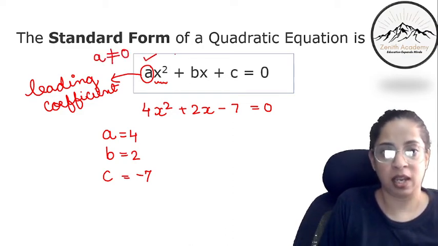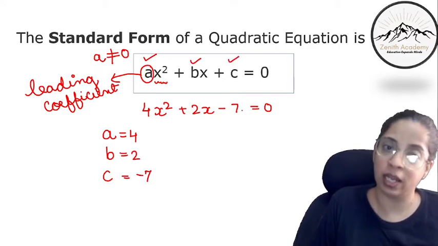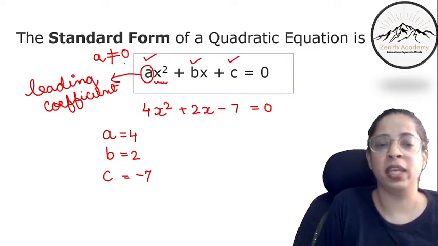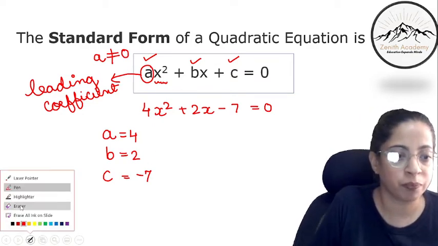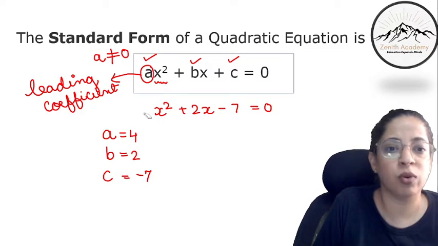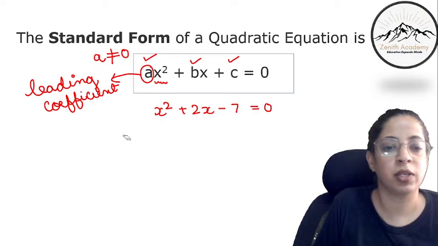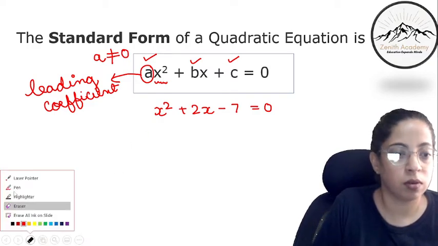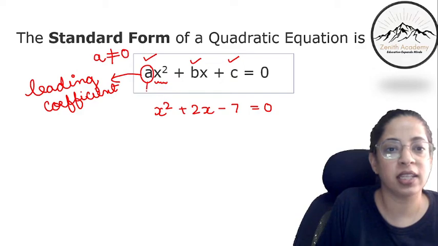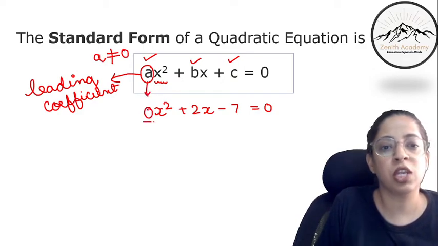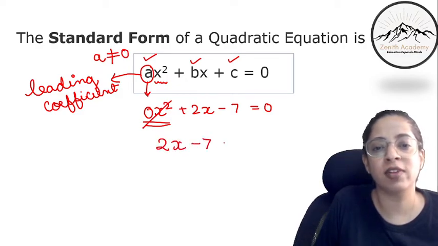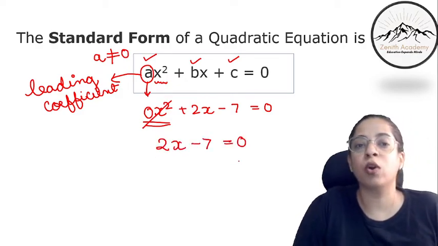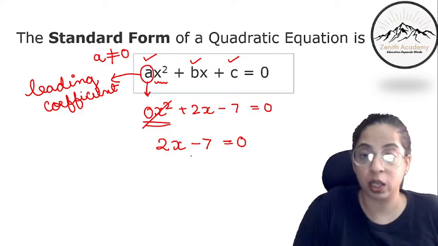Okay. See here, a, b and c are all real numbers. A can never be equal to 0. Why a can never be equal to 0? Now suppose, see here, if I take this a equal to 0. Okay, I'll rub this off and I will explain you. Okay, if I take this a as 0. So 0x square, the whole term becomes 0. So it becomes only 2x minus 7 is equal to 0. Now this is not quadratic anymore. This is a linear equation.